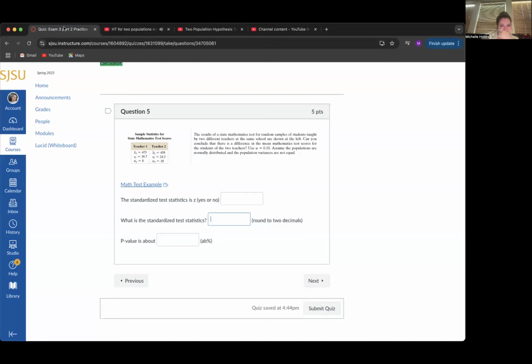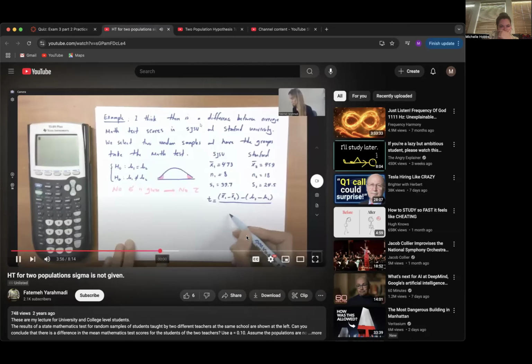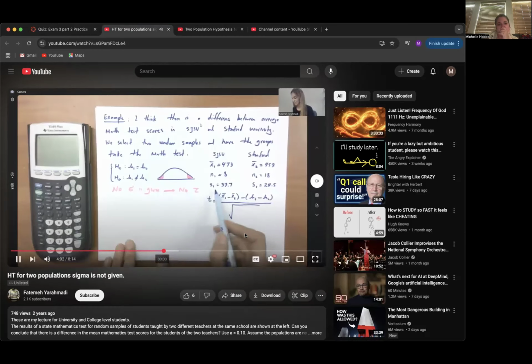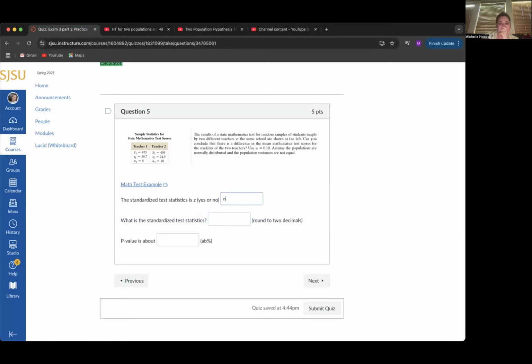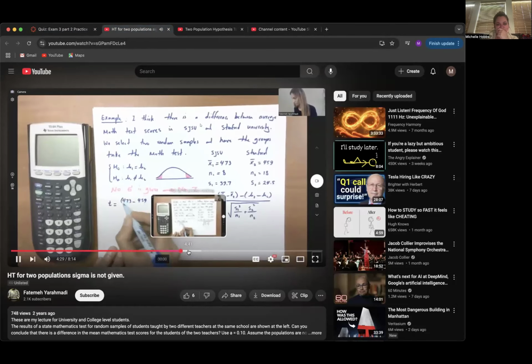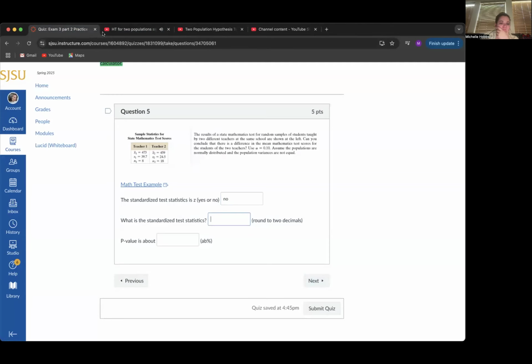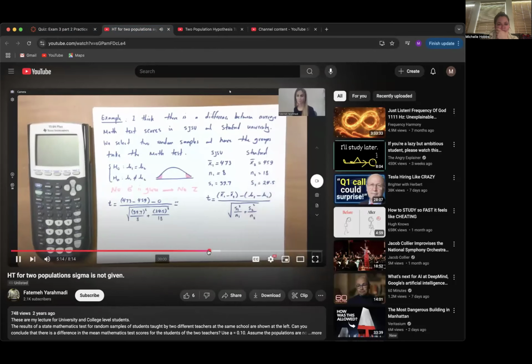You have your T: the difference between sample means minus the difference between population means, divided by the square root of, instead of sigma, we're going to use S, the sample standard deviation. S1 squared over N1 plus S2 squared over N2. We're going to punch in 59 minus 8, plus the standard deviation from the second university, 24.5, divided by the number of students.